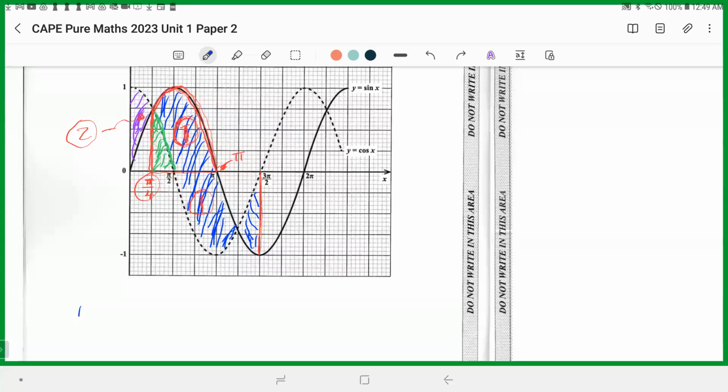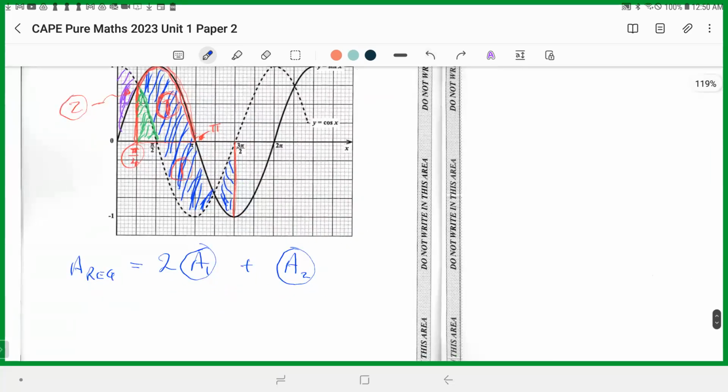So I'm going to say the area required is equal to 2 times area 1, and I'm talking about this area, plus area 2. This is area 2 that I have up here, because I'm using this to calculate this area, because it is the same area, same shape, just upside down. So what is area 1? Let's figure it out step by step. So I'm doing 2 times.